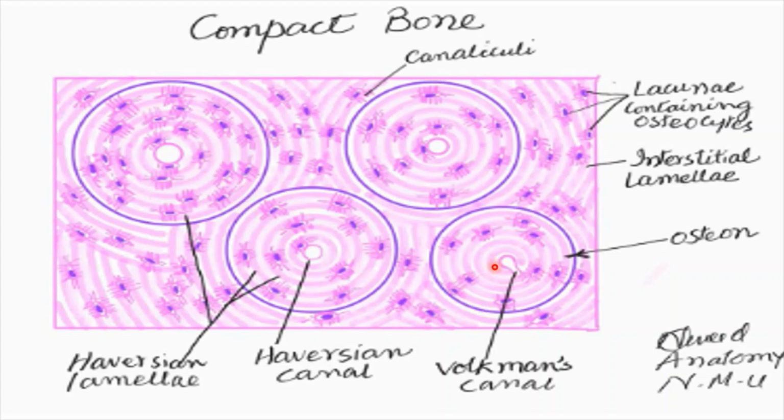Now, if you look at this one here, it shows the Volkmann's canal. The Volkmann's canal is simply a canal that communicates arteries, veins, and the lymphatics from the blood vessels that are running in the connective tissue that surrounds the bone, called the periosteum. So the periosteum contains blood vessels, and those blood vessels penetrate the Haversian system through what we call the Volkmann's canal, so that there's going to be blood supply bringing nutrients and oxygen to the bone tissue.